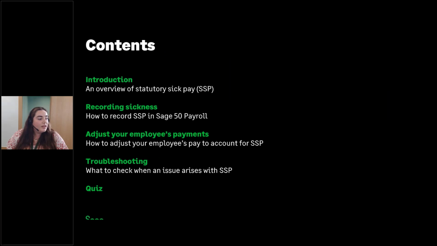And a little look at what we're going to cover in the session as well. So I will begin with an overview of statutory sick pay, a little bit about the qualifying conditions and entitlement and things as well. We'll then look at recording sickness in Sage 50 Payroll. There are a few ways that you can record sickness, so I'll be going over those different options. We'll then take a look at adjusting your employees' payments to accommodate for that statutory sick pay. So whether you're paying their full wage or whether you need to reduce certain payments to accommodate for it, we will look at those different options.